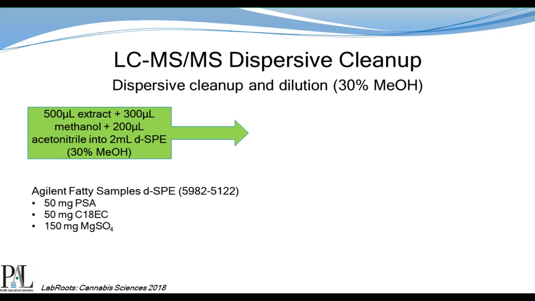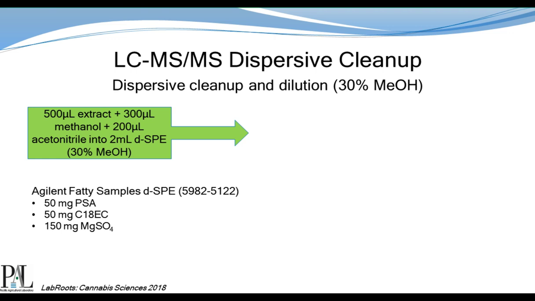So this is what we've set up for a 30, and I would suggest that if anybody's going to use this approach, they go through this whole process themselves. Your equipment might respond differently, and there may be another methanol percentage that gets you where you need to be. So we're going to take 500 microliters of the extract, again post-SPE column, and add 300 microliters of methanol and 200 microliters of acetonitrile into the 2 mL cleanup tube.